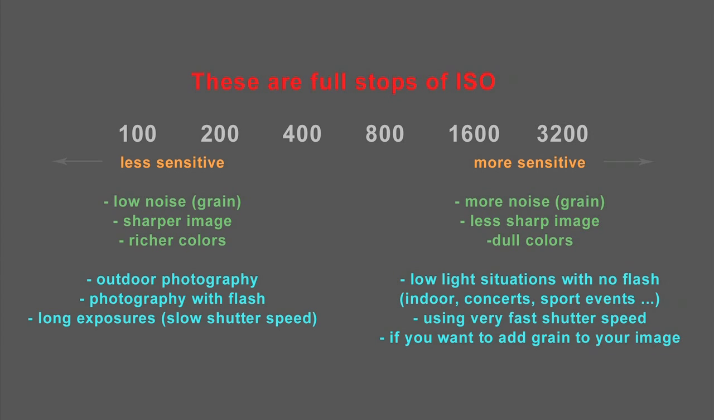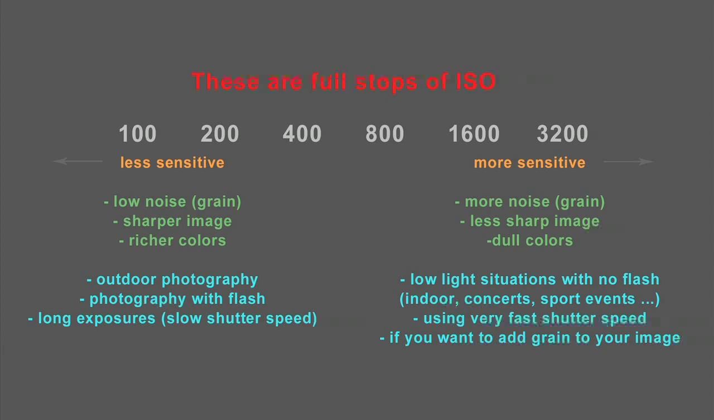Lower ISO should be used whenever possible. Usually you would use lower ISO for photography with a lot of available light. Let's say photography outdoors, or photography with flash or strobe. In the studio, pretty much you always use low ISO. Also for photography with long exposures, when you use slow shutter speed and have your camera on the tripod.